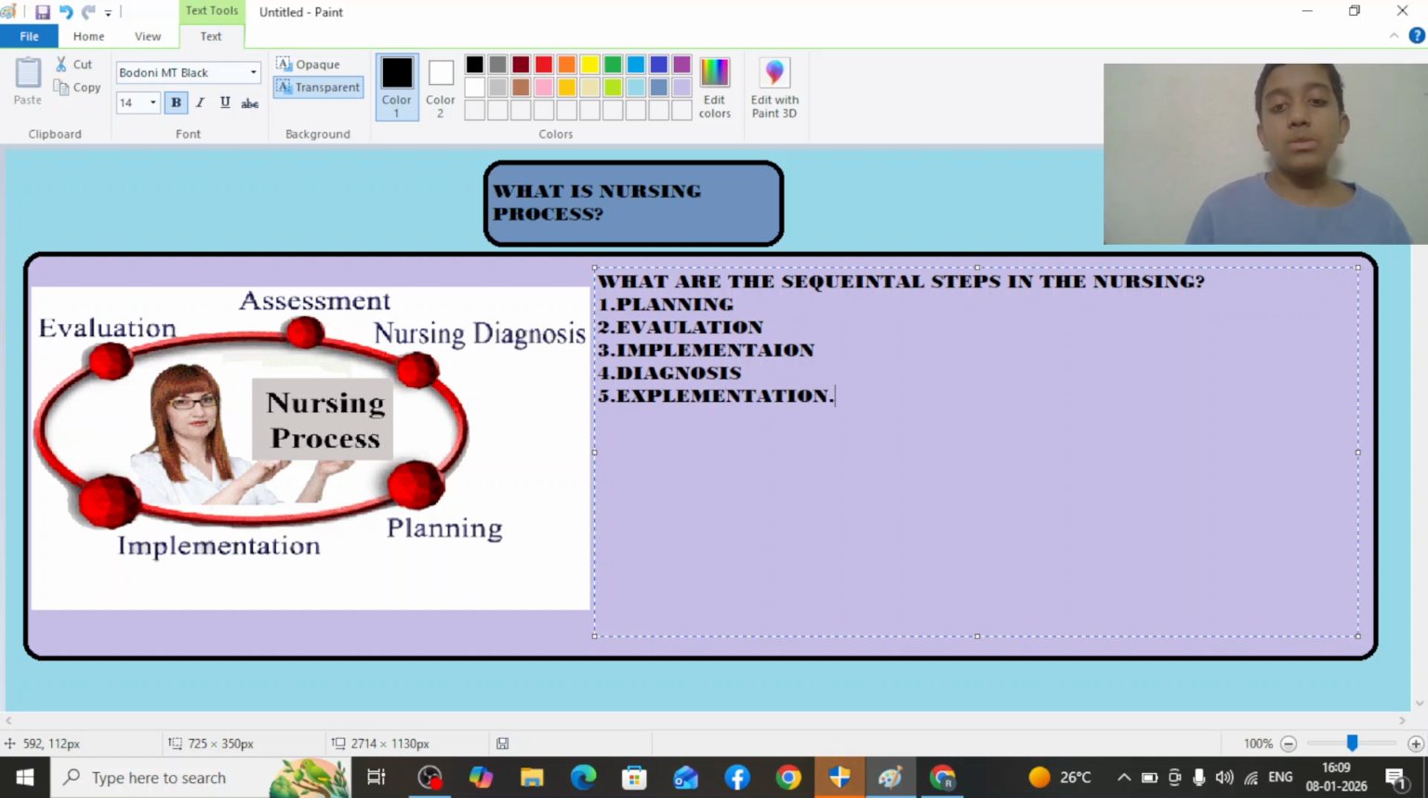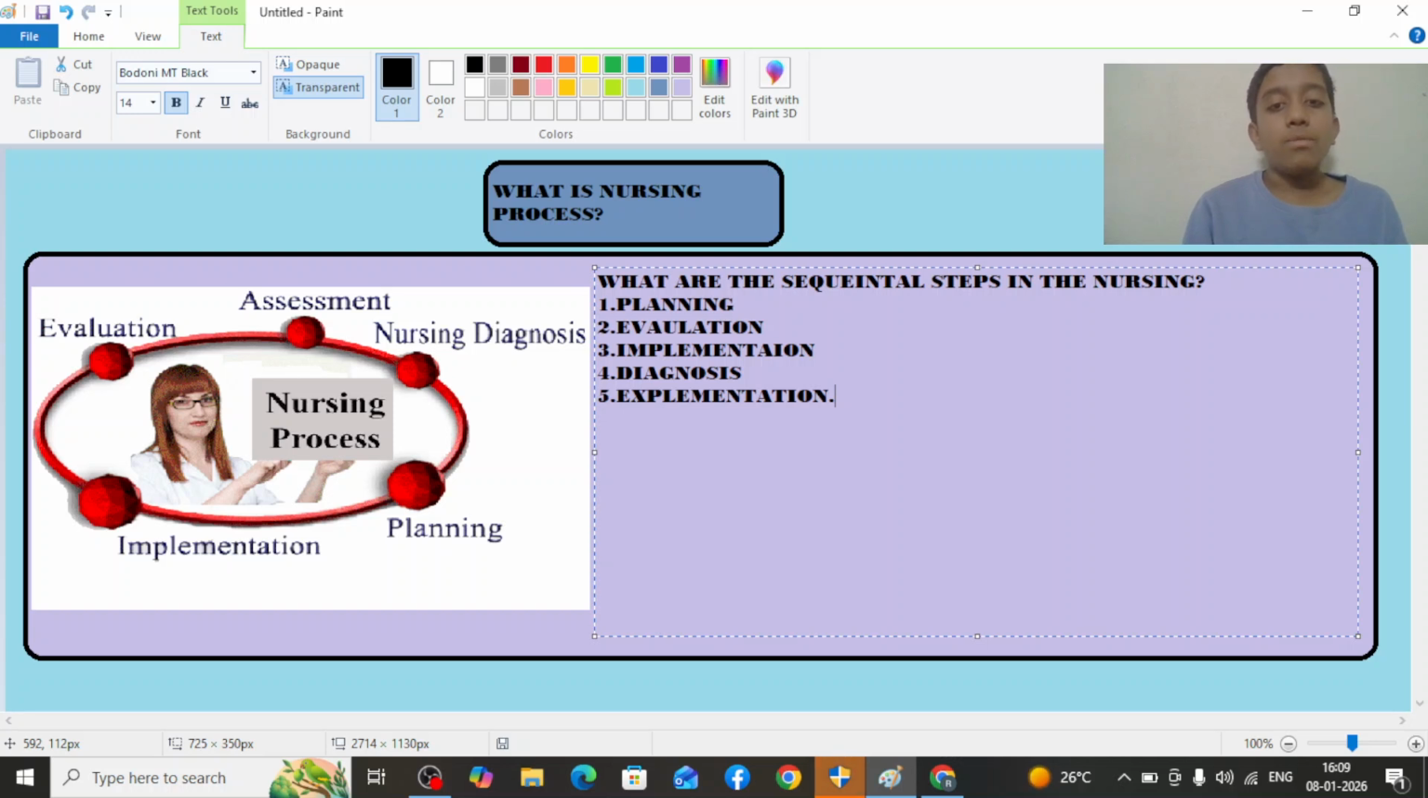So these are the five sequential steps which nurses use. First they plan for the patient, what the disease of the patient is, and then they know about the cure of the patient. They give diet and exercises, or they give medicines, or they give high level care like giving vaccines and high level tablets.